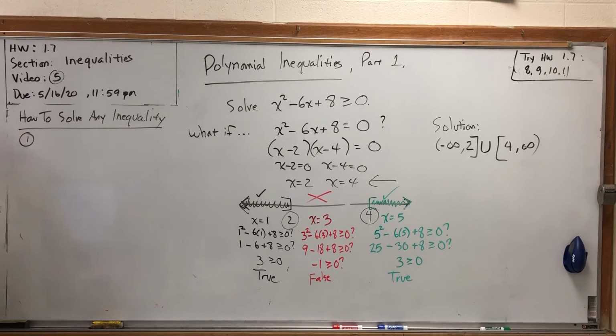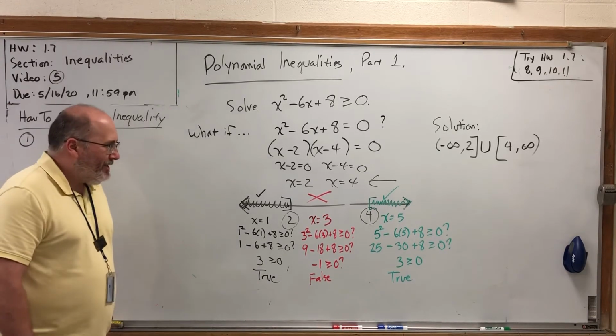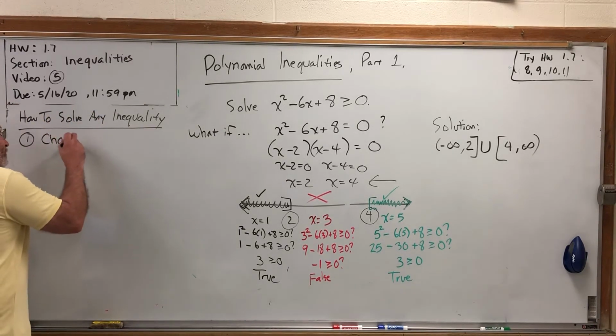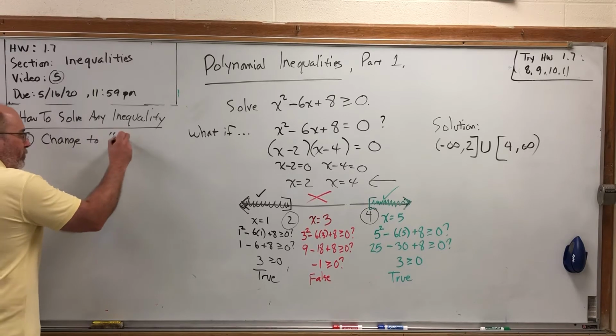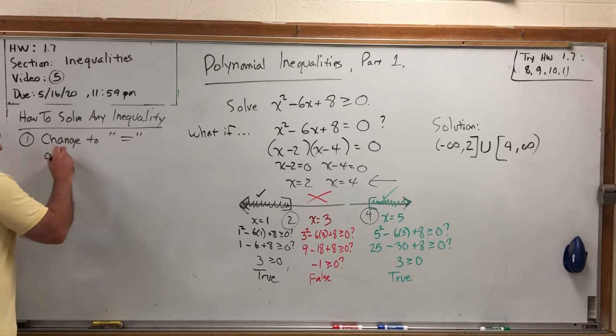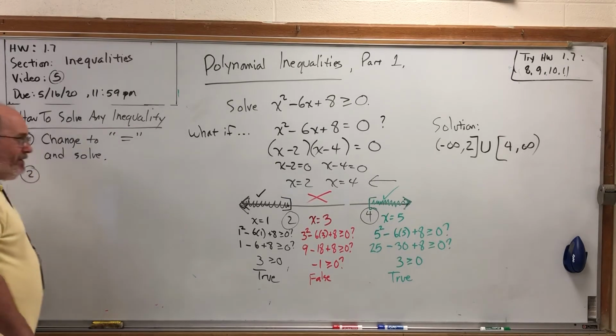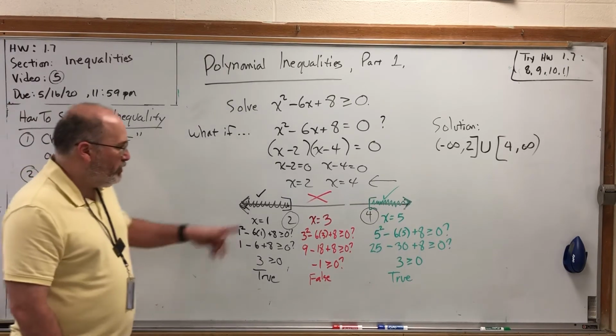Number 1, what do we do first? We pretended it said equals and then we solved. So change to an equation, or change to equals, and solve. So we found the numbers that made it equal to 0. But what did we do with those numbers?